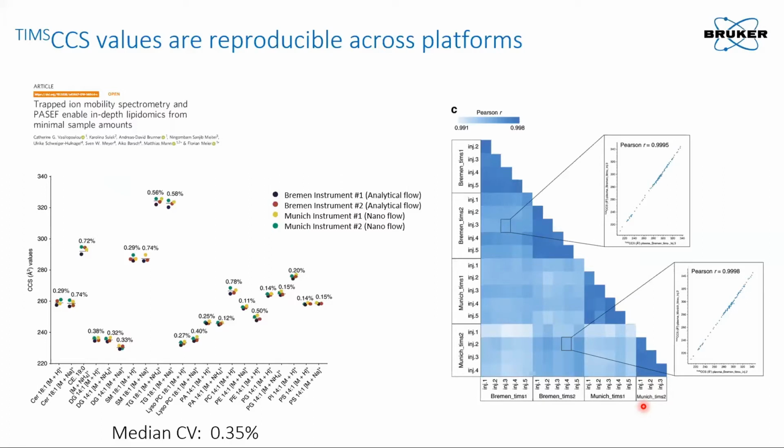And on this slide here, you can see a study in which we analyzed the CCS reproducibility at 2 different sites, so based in Bremen and based in Munich. And what's particularly nice about this study is that the lipids were introduced using 2 different types of chromatography. So in the Bremen site, a high-flow UHPLC method was used. And in the Munich site, so this was performed at the Max Planck Institute in Munich. And here they introduced the lipids using a nano-flow method.